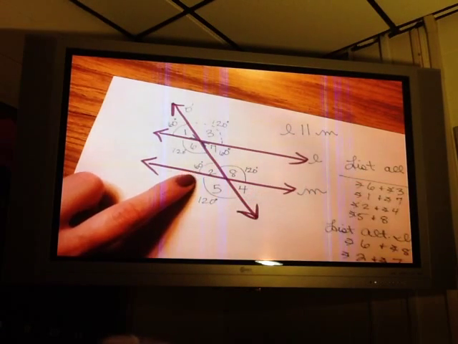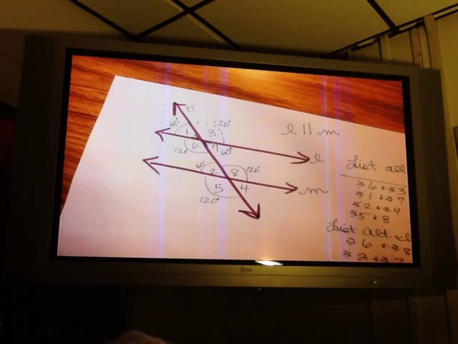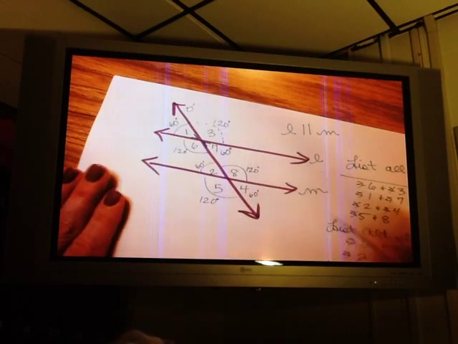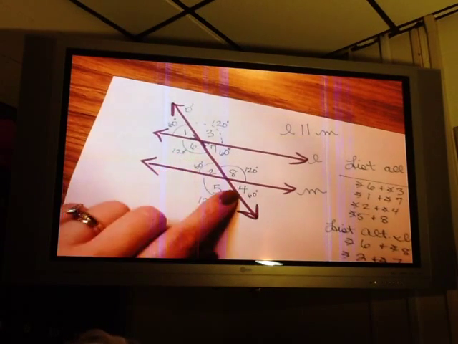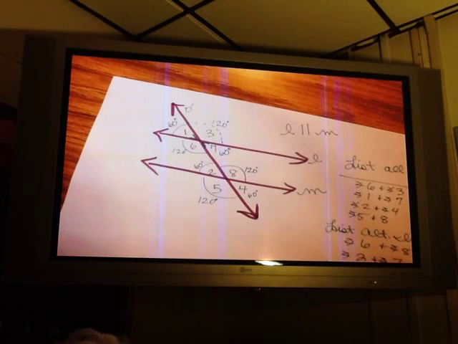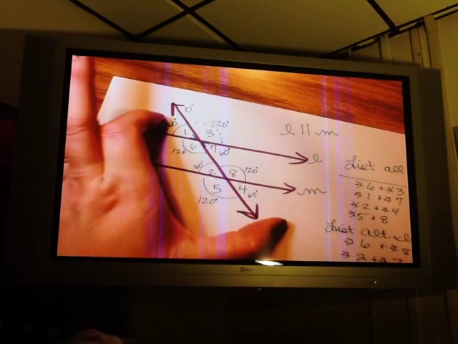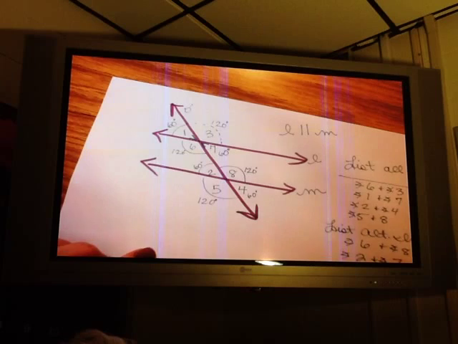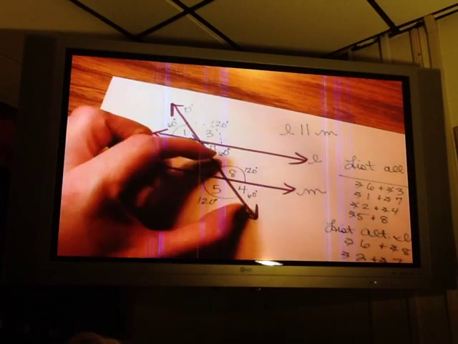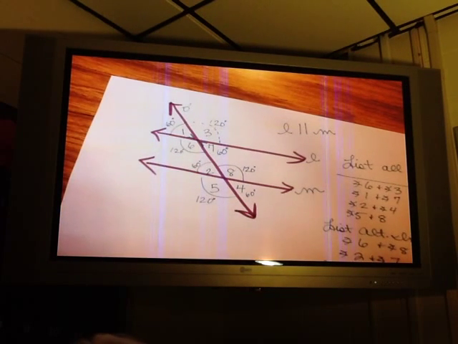What does 4 have to be, and tell me why? It has to be 60 because it's vertical to 2. Okay, yeah, 4 has to be 60 because it's vertical to 2. It's also alternate exterior to 1. It also corresponds to 7. So if you know one measurement, you can find all the rest of these.